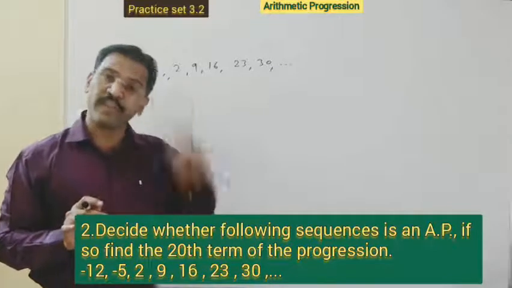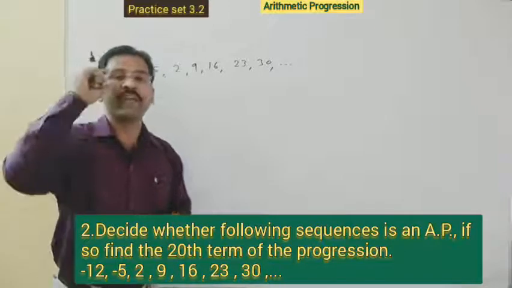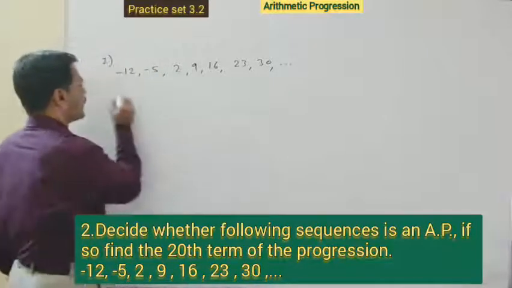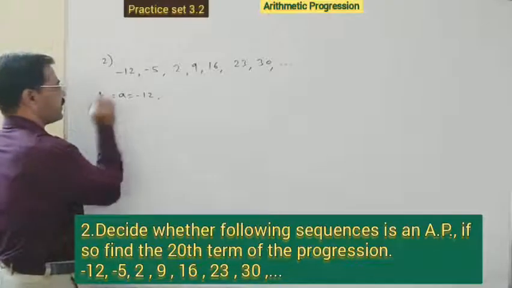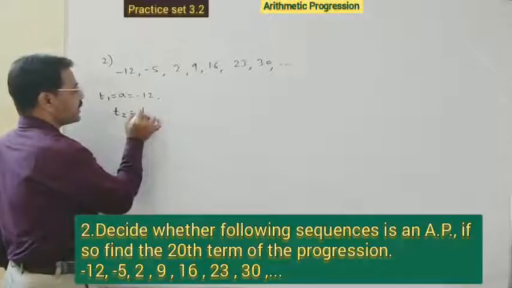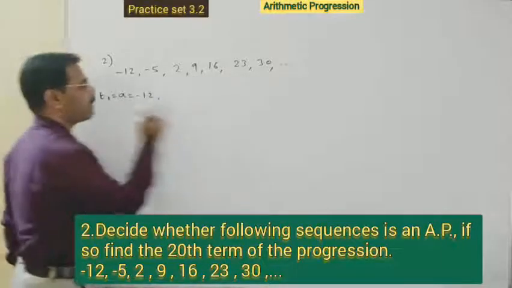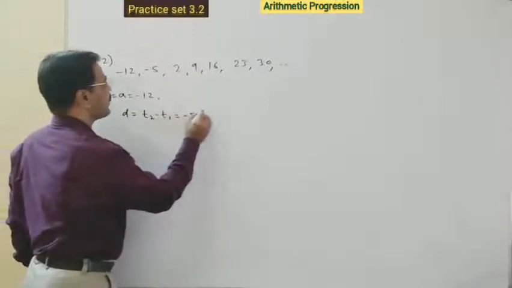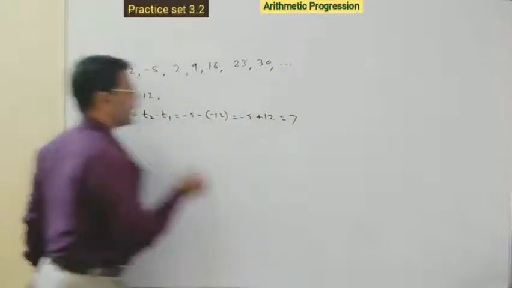We are going to first check whether it is an AP or not. If yes, then only the 20th term of that progression we have to find. Let's check. a is equal to minus 12. It is the first term, that is nothing but T1. The common difference we have to check first. Everywhere we have to check whether it is the same or not. d is T2 minus T1, that is minus 5 minus (minus 12), so minus 5 plus 12, that is plus 7.